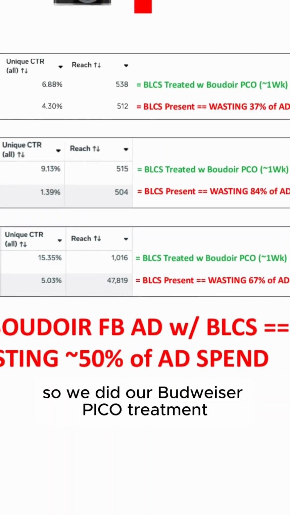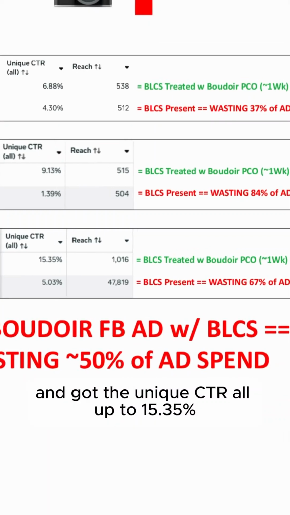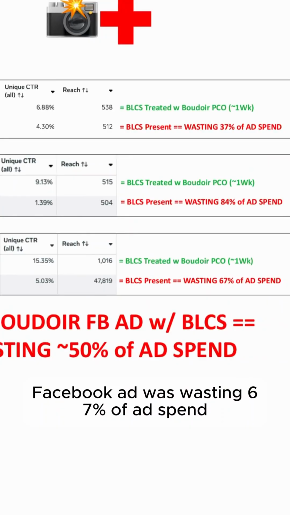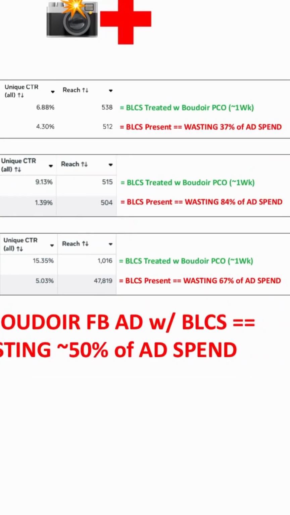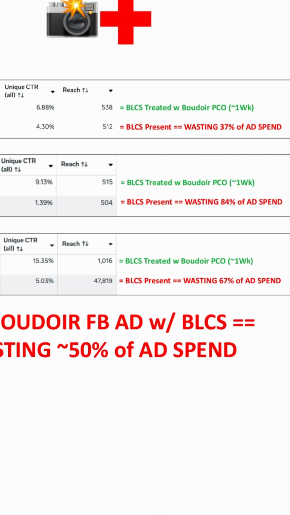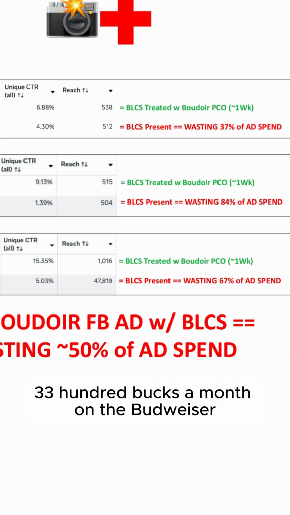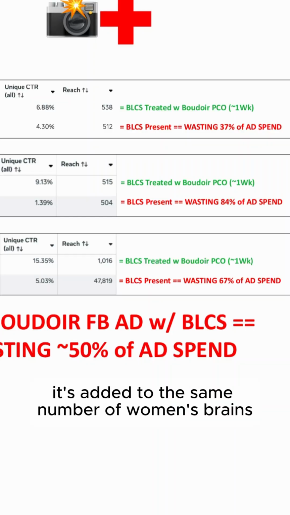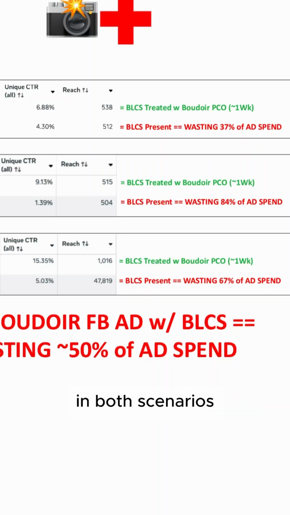So we did our Boudoir Pico treatment, takes about a week, and got the unique CTR all up to 15.35%. So we found out the original Boudoir Facebook ad was wasting 67% of ad spend. And as a result, if you spend 10 grand a month on the original Boudoir Facebook ad, then now he only has to spend 3,300 bucks a month on the Boudoir Pico treated ad, and he gets to add into the same number of women's brains in both scenarios.